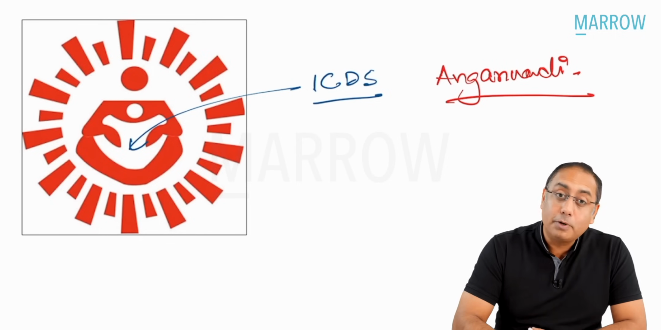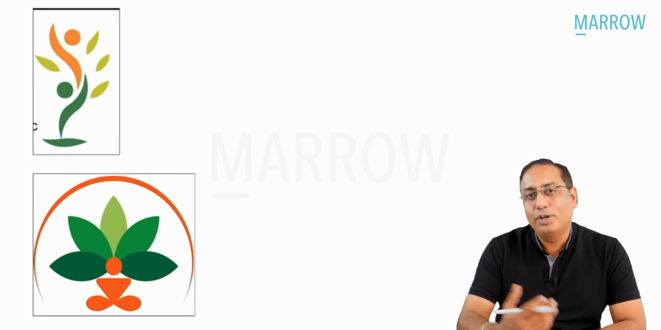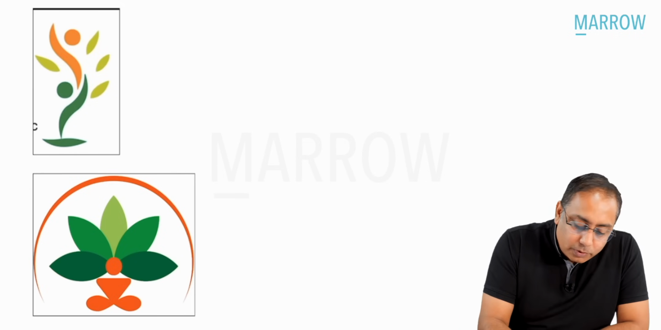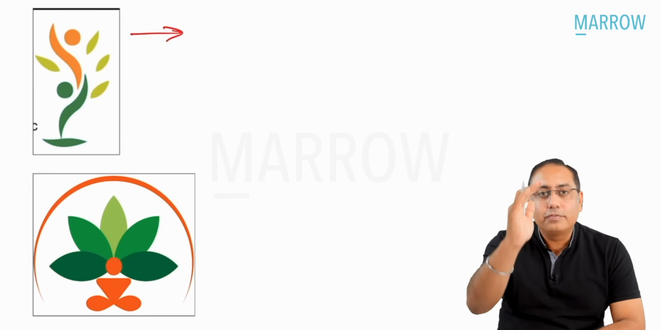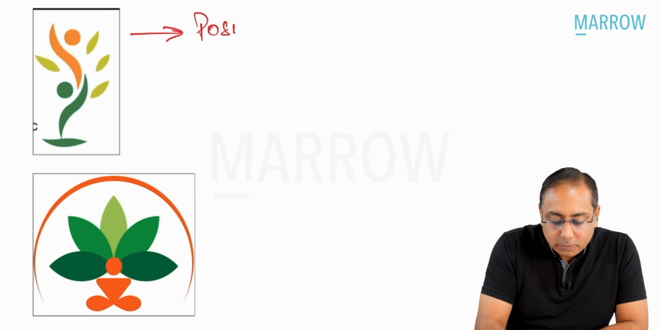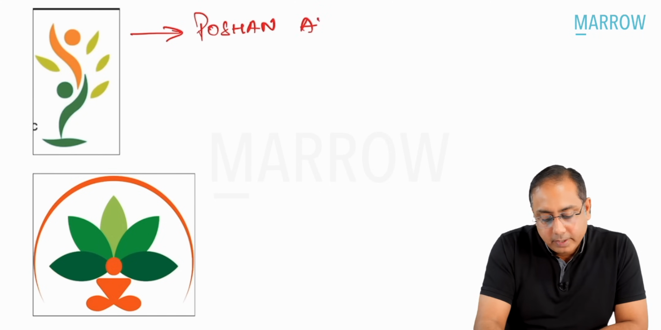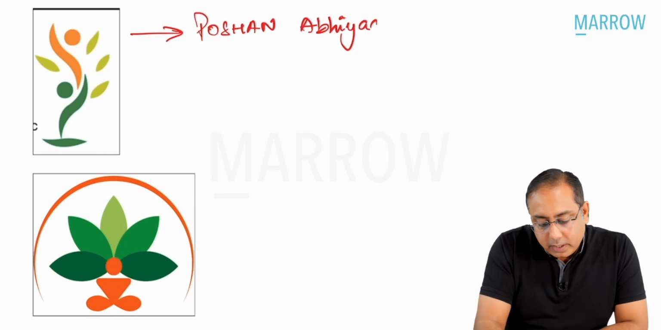Right? So that is about the ICDS program. Next in line, what do you see in these logos? This logo, you see over here a curved kind of thing. Remember, this is for Poshan Abhiyan.